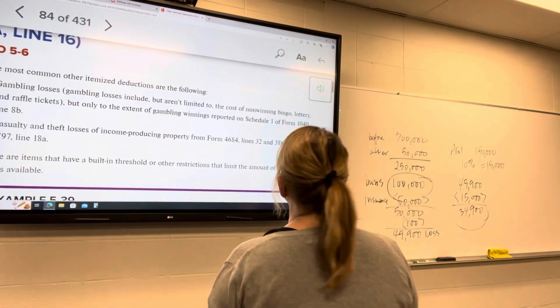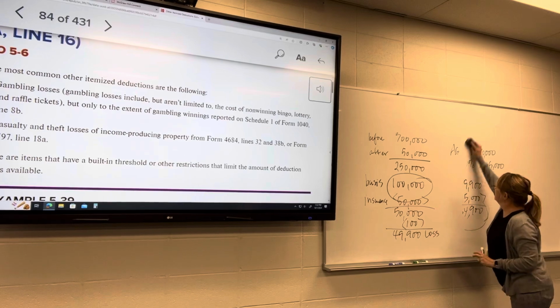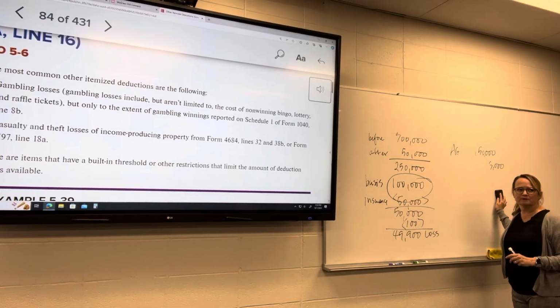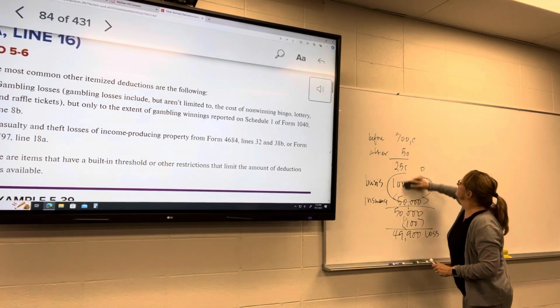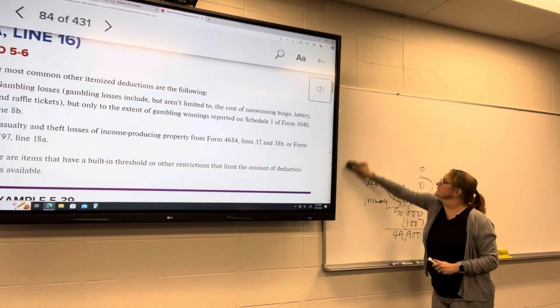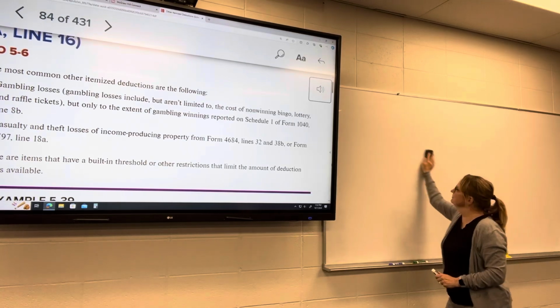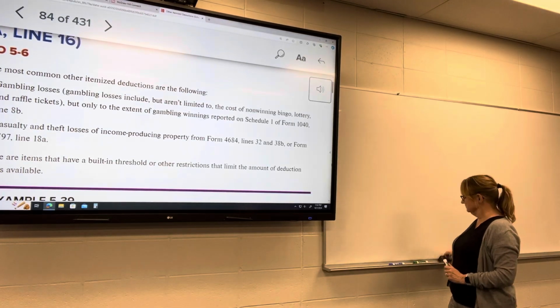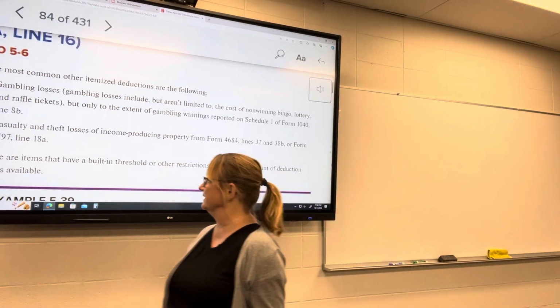All right, so other itemized deductions. You notice that on that Schedule A, there's a spot for other stuff. I can't remember if gambling losses have its own section, but gambling losses are pretty easy. And I mean, everybody knows what category gambling would be: lottery tickets, going to the casino, that sort of thing.